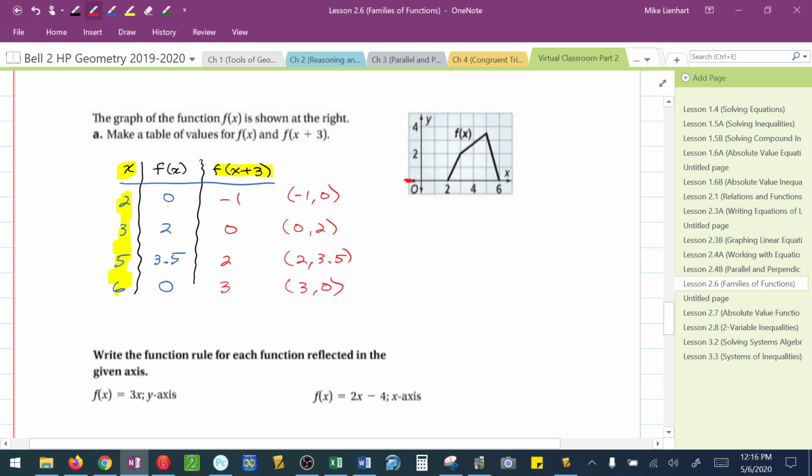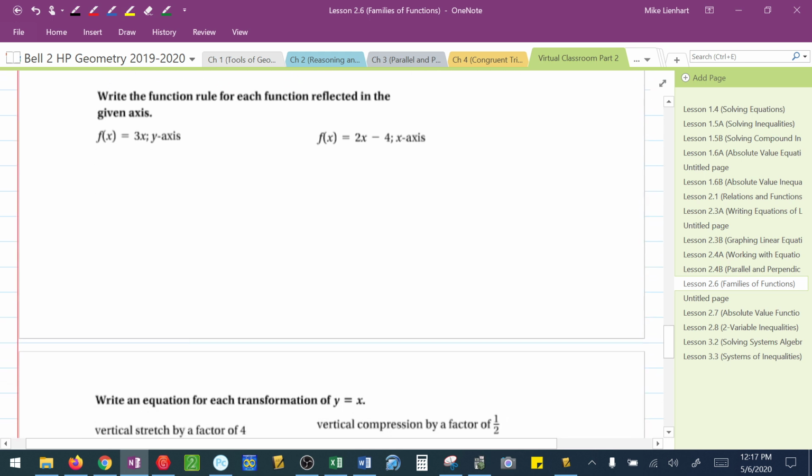I know that this can kind of start to get a little bit confusing. That's why it's so important to recognize what that really says. It is saying move the function left 3. When I move it left, x has to change. All right? So now let's talk about some reflections.